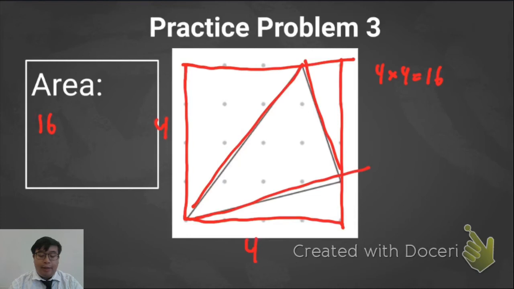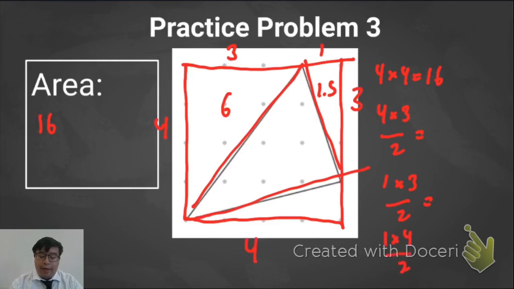So taking a look at the upper left-hand triangle, this is a 4 by 3 triangle. So 4 times 3, cut in half. That's going to be an area of 6. On the right side, I have this 1 by 3 triangle. So 1 times 3 cut in half, that's going to be 1.5. And this bottom triangle, it's a 1 by 4. And cut in half, that area is going to be 2.